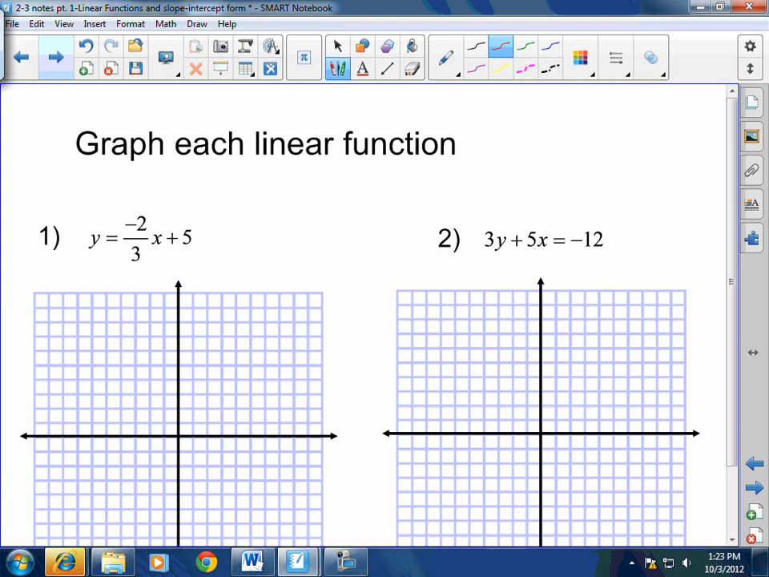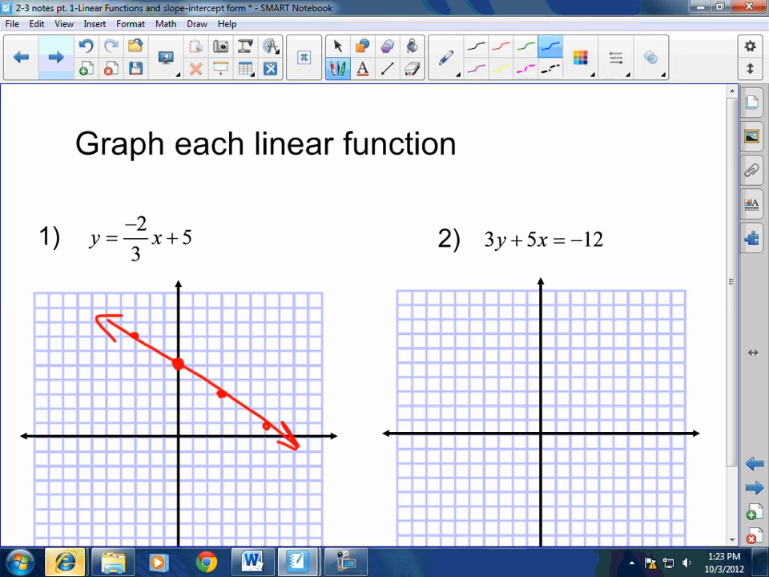What's my y-intercept? So I go 1, 2, 3, 4, 5. I graph my y-intercept. What's my slope? -2/3. So I go down 1, 2, run to the right, 1, 2, 3. Backwards, up 1, 2, 1, 2, 3 to the left.